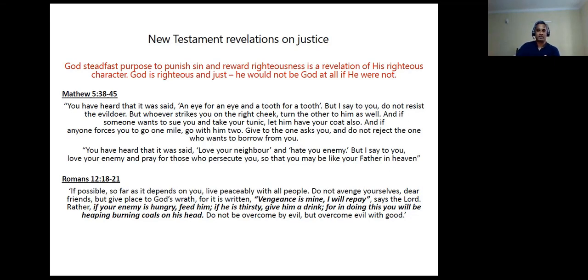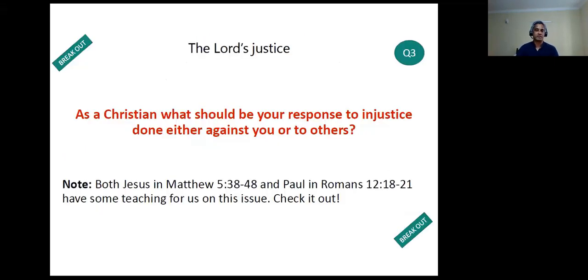So with that New Testament revelation on justice, the breakout question for us is, as a Christian, what should your response be to injustice when it is done either to you or to others, where you can see justice being done to others? It closely aligns with what we discussed in our room also.